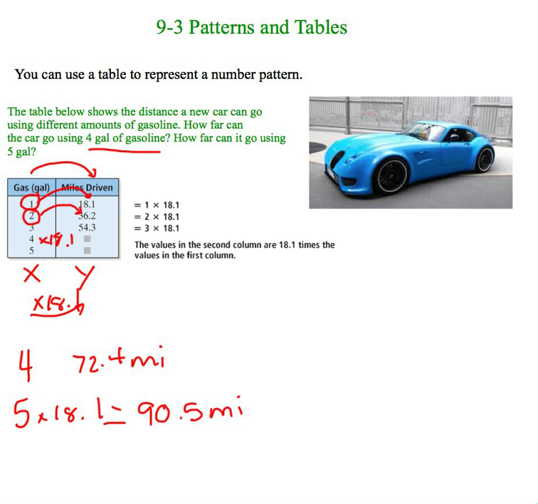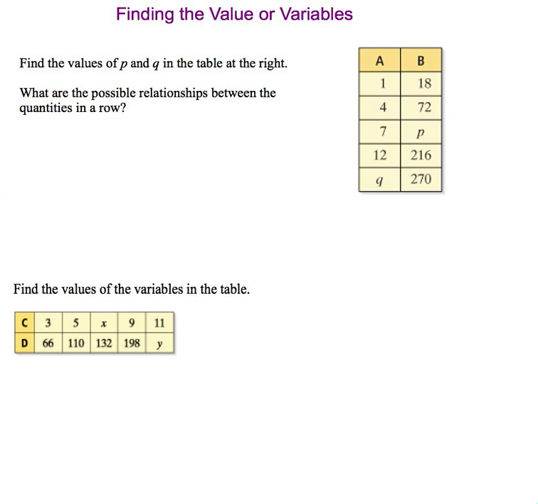Let's take a look at another example here. We have another table. We're going to focus on the top table at first. We need to find the values of P and Q in the table at right. And again, although this is an A column and a B column, we're going to get used to thinking about this in terms of X and Y. Now, if you take a look, we start at 1. How do we go from 1 to 18? And remember, you'll hear me say this all lesson long, it's how do we get from X to Y?